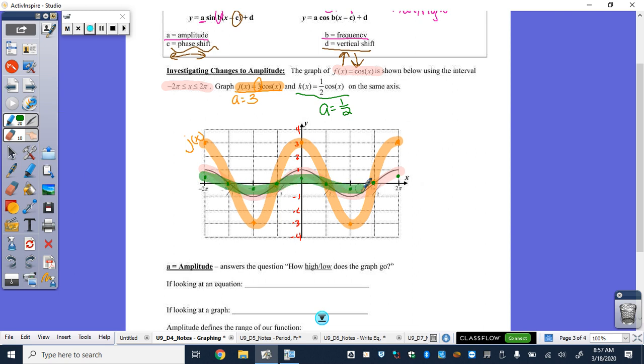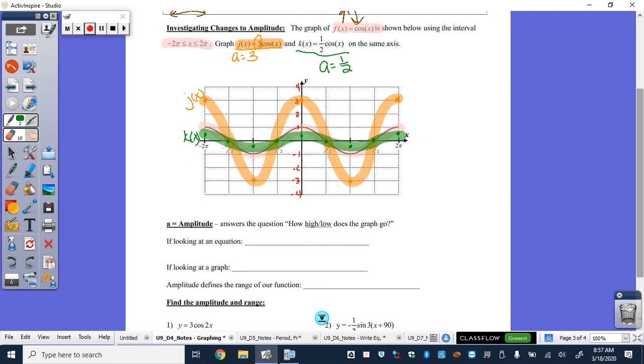So this makes it a little bit of a shorter graph. Probably could have used my pen, but oh well. There's our k of x. So amplitude changes how high or how low the graph goes. To determine the amplitude, if you're looking at the equation, it's the number in front of the function.